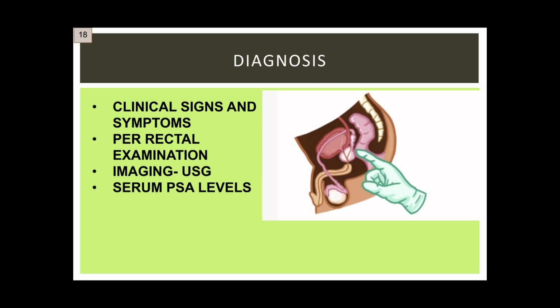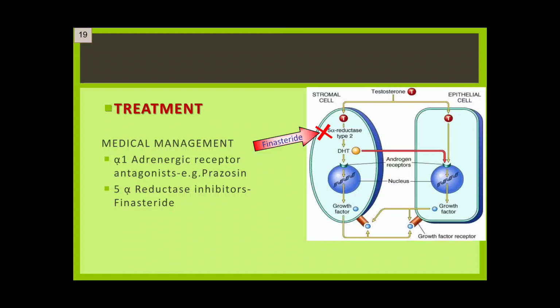Now next we come to the diagnosis. Diagnosis is based on, first of all, clinical signs and symptoms. Secondly, per rectal examination. Thirdly, imaging, which includes ultrasound of the prostate. Then serum prostate specific antigen levels. So PSA, we will talk about it a little later. PSA is secreted by the luminal cells of the prostatic glands, and it is also used as an important tumor marker for prostatic carcinoma.